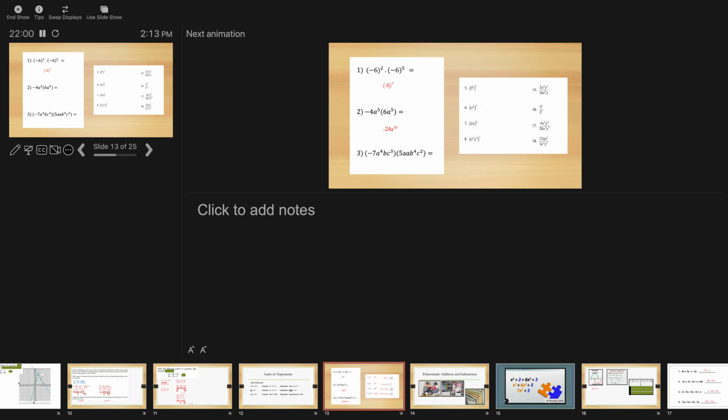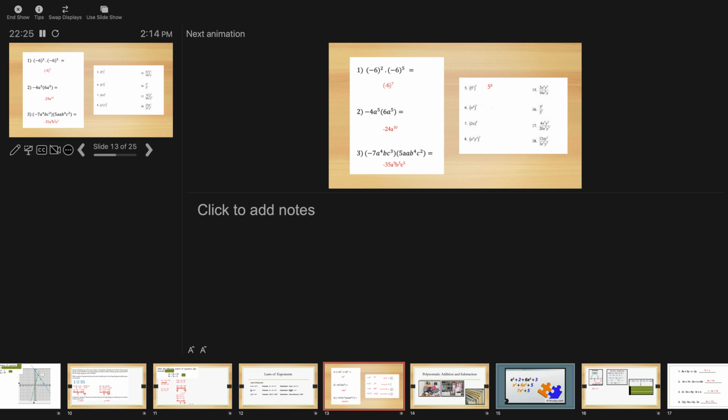Next one would be negative 24, 8 to the 10th. Multiply coefficients, add exponents. Again, number 3, multiply coefficients, add exponents. Negative 35 for the A's, 4 plus 1 is 5. For the B's, 1 plus 4 is 5. And for the C's, 3 and 2 make 5. So it's negative 35, A to the 5th, B to the 5th, C to the 5th.